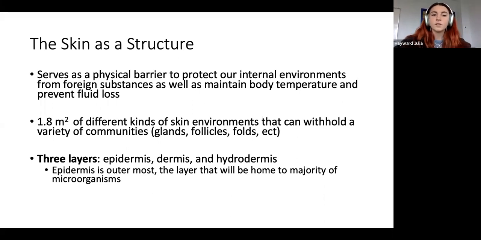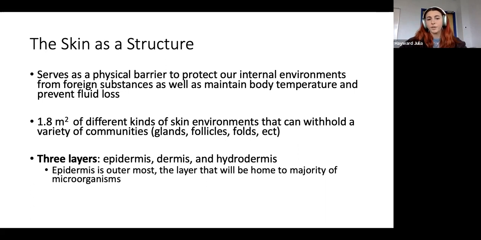Okay, so let's get started with some background of the skin as a structure in and of itself. The basic purpose of the skin is to serve as a physical barrier to protect our internal environment from foreign polluted substances, as well as to maintain our body temperature and prevent fluid loss. We have sweat glands in our skin that release urea when we sweat in order to cool down our body, as well as maintain the heat in our body in colder temperatures.